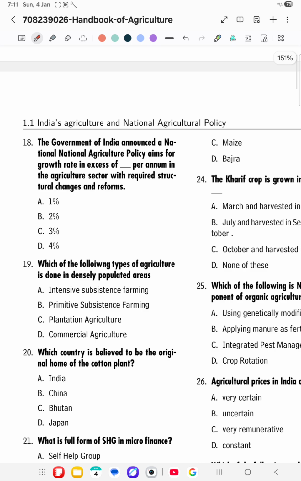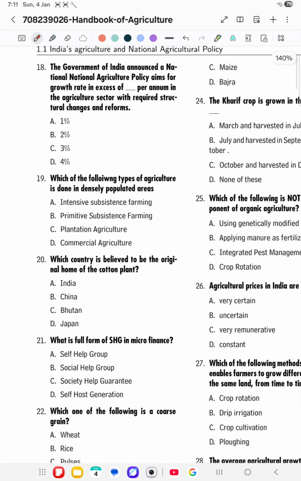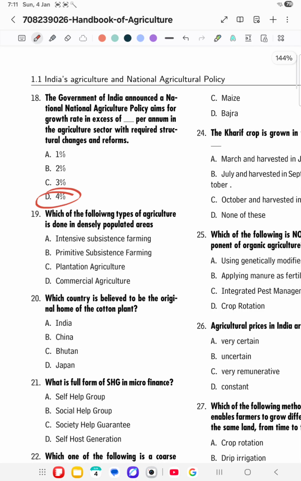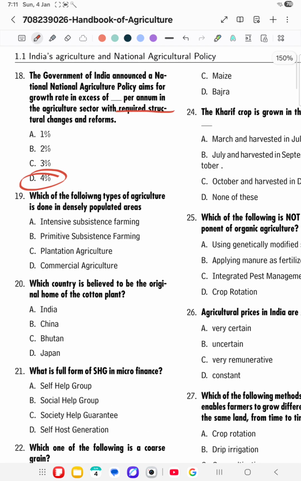The Government of India announces the National Agricultural Policy, which aims for a growth rate in excess of dash per annum in the agriculture sector with required structural changes and reforms. Okay, the Government of India announced the National Agricultural Policy aims for how much growth percentage per annum? Option D, 4%. The government is aiming for a 4% growth rate per annum. And obviously it requires structural changes and reforms like land reforms.